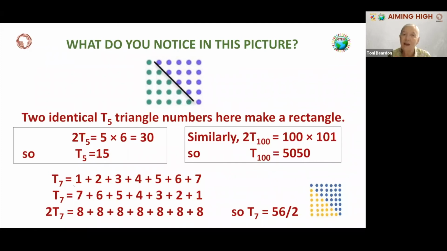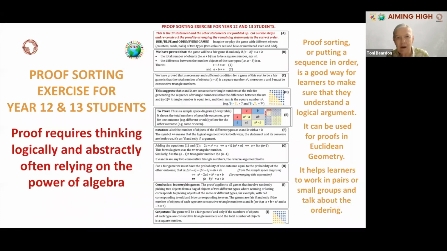If we put the same triangle number in similar positions next to each other with one way up and the other way up, we get a square when they are consecutive triangle numbers and a rectangle when they are the same triangle number. And that's something we need to bear in mind and think about, because we're going to come to this proof sorting exercise.